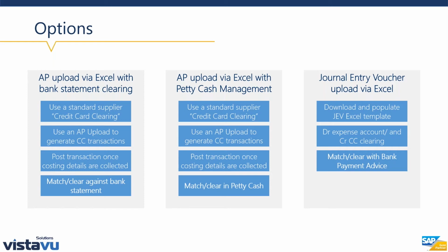So first of all, for that option to work, you'll have to create a supplier, maybe call it a credit card clearing, or optionally, if you have a few credit cards at your company, you could create a supplier for each of them. That's completely optional and up to you. Second of all, you will have to download the AP upload Excel template to generate some credit card transactions.